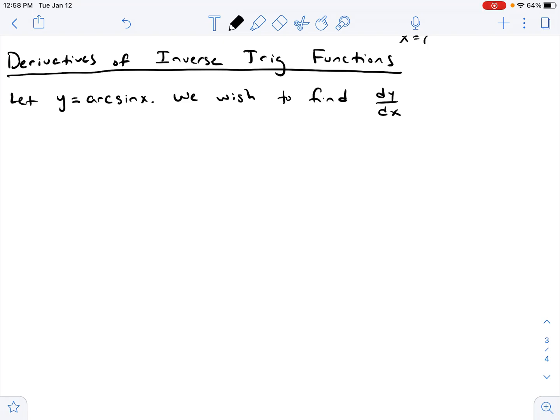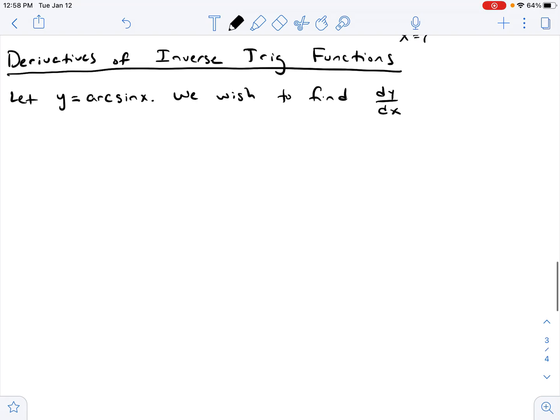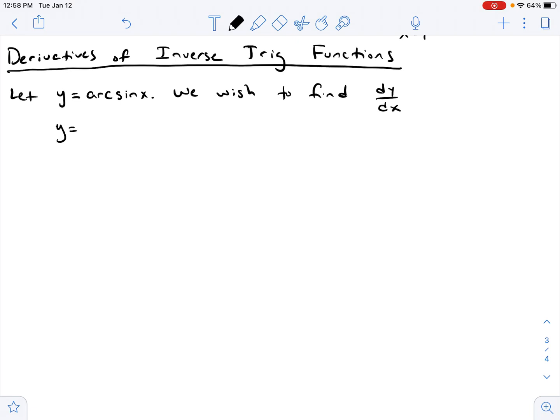The idea is this. We want to find the derivatives of inverse trig functions. So let's suppose we have y equals the arc sine of x. What is dy dx? What is the derivative of this thing? I'm going to start by rewriting it using this notation: y equals inverse sine of x. Now, we don't know how to take the derivative. This is not an exponent like we normally think. So here's what it's not.